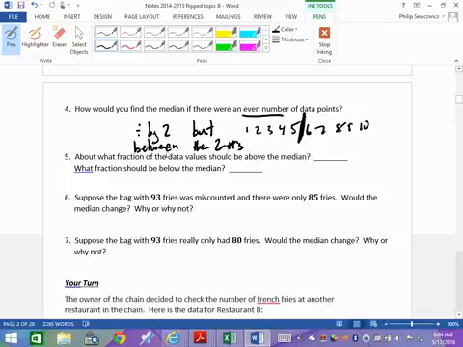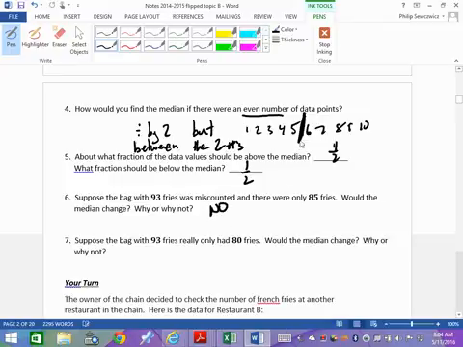So let's see, about what fraction of the data values should be above the median? Half of them. What fraction should be below the median? Half as well, because again, the median is the middle number that we're looking at. Now suppose the bag with 90 fries was miscounted and there were only 85 fries. Would the median change?